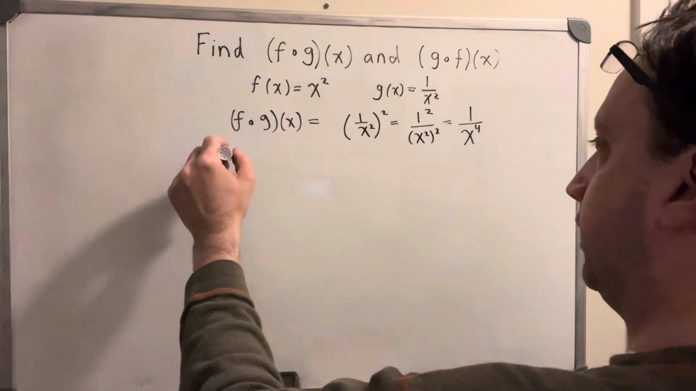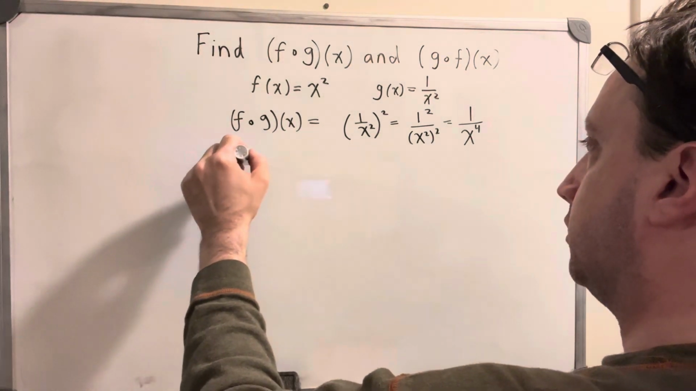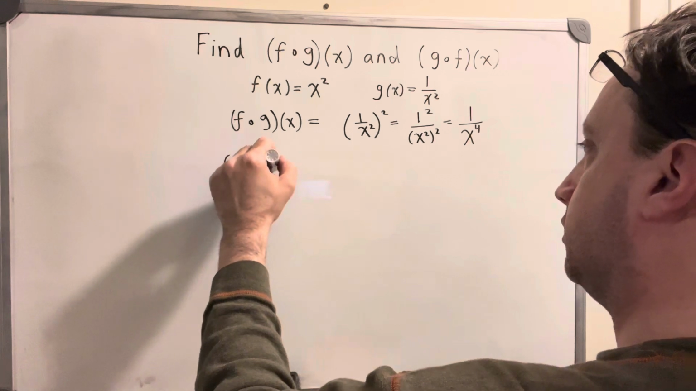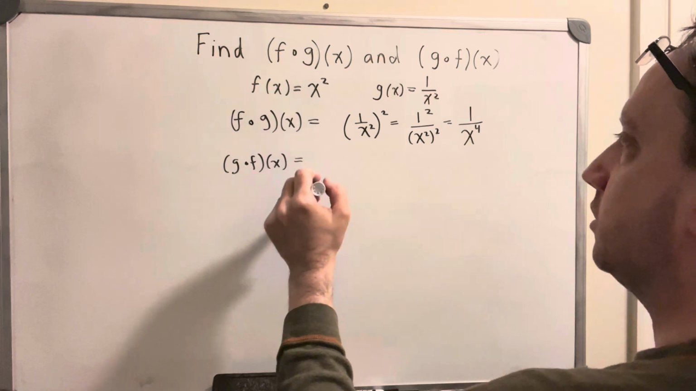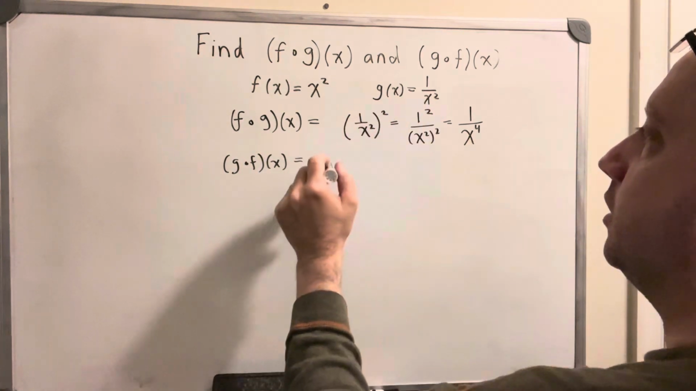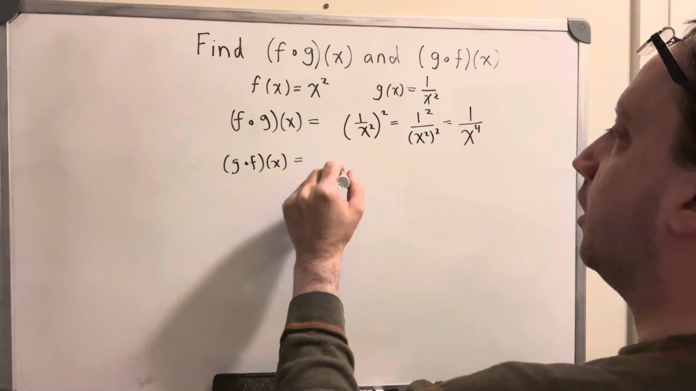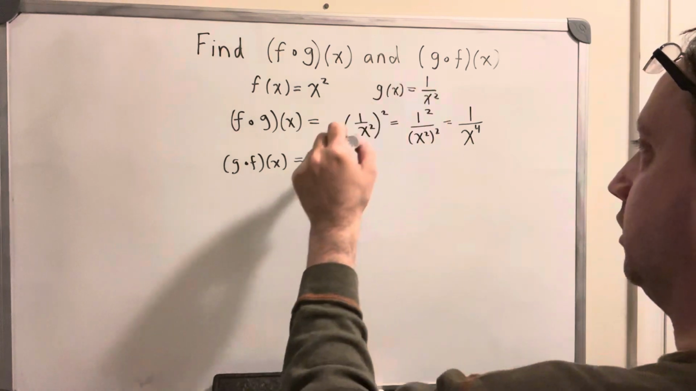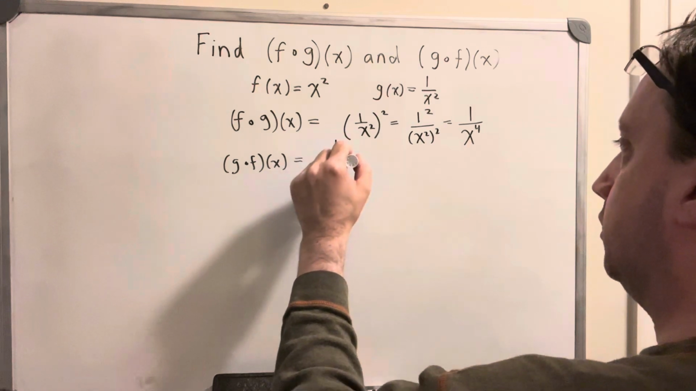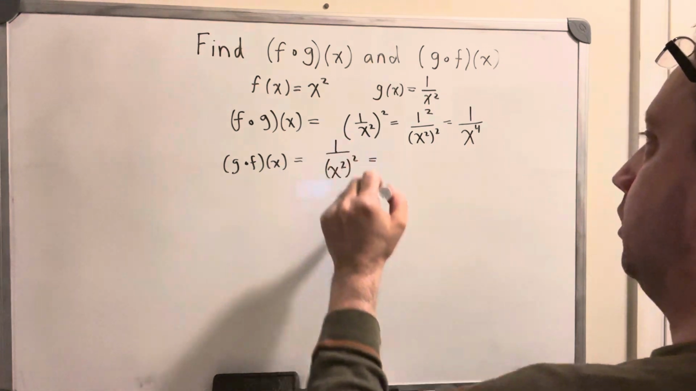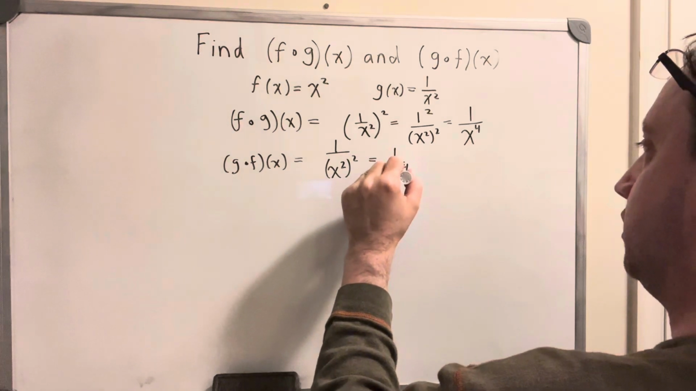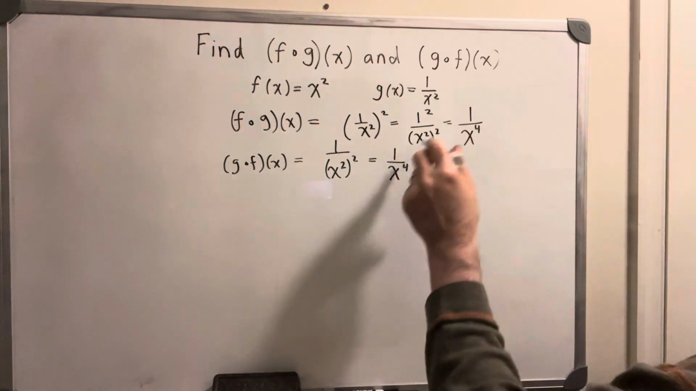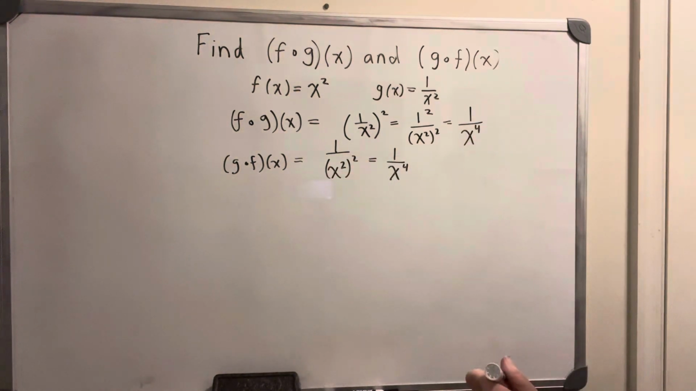Now, g of f of x. We start with f of x. g of x says 1 over that squared, which happens to be the same exact function. So sometimes composite functions are the same both ways.